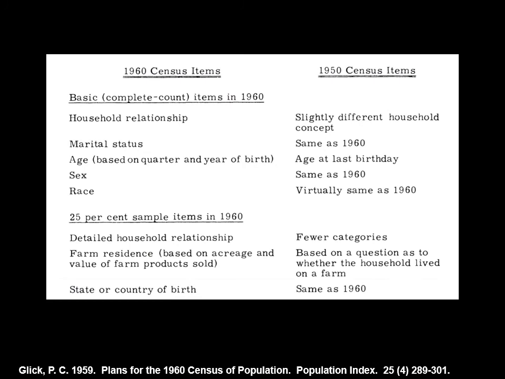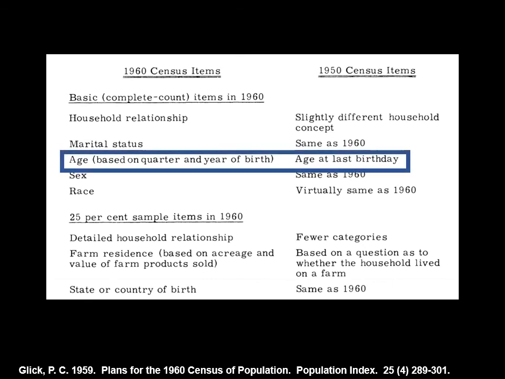Now, for the next couple of slides, I'm going to go over a table from Glick in 1959 that compares the 1950 census items with the 1960 census items on the population schedule. And some of these are completely different. They weren't done in 1950, and some of them are of interest to me. So here we have age at last birthday, and in 1960, they at least wanted to know what month of the year you were born within a quarter. In other words, January, February, March, you would answer that quarter.